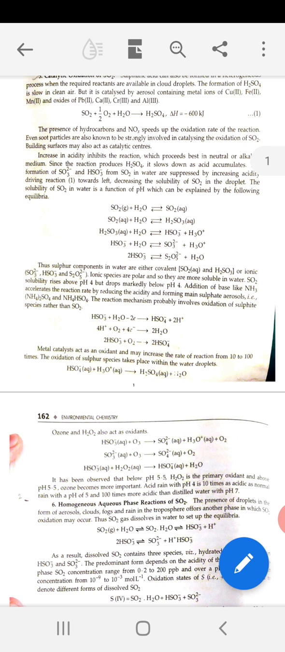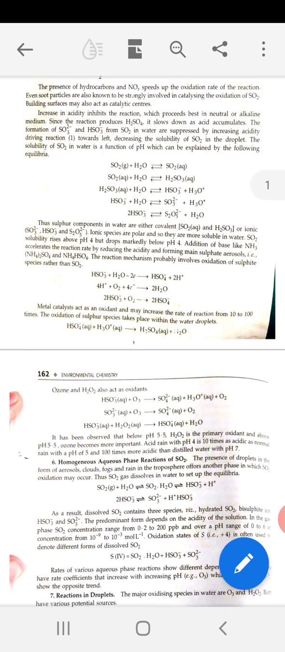The catalyst acts as an oxidation catalyst and may increase the rate of reaction from 10 to 100 times. The oxidation of sulfur species takes place within the water droplets. Aqueous HSO4- combines with aqueous hydronium ion to form aqueous H2SO4 and a water molecule.